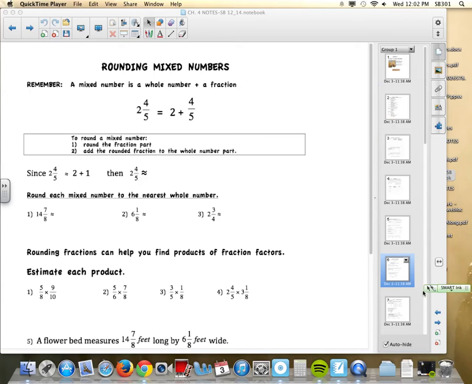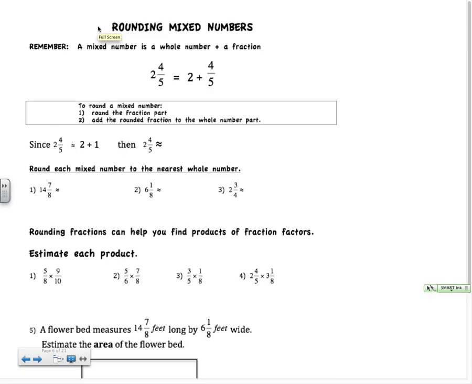Rounding mixed numbers. We've looked at rounding fractions. So let's remember, a mixed number is a whole number plus a fraction. So if we look at 2 and 4/5, it's equal to 2 plus 4/5. So it's a whole number plus a fraction part.